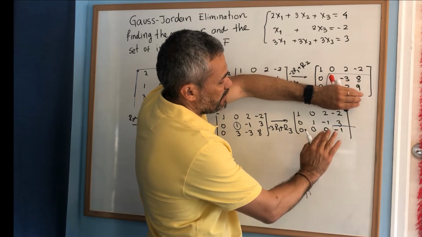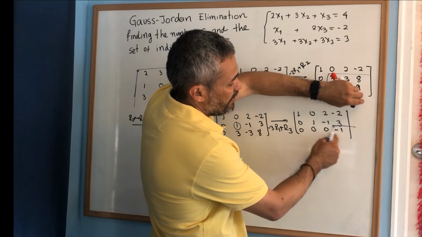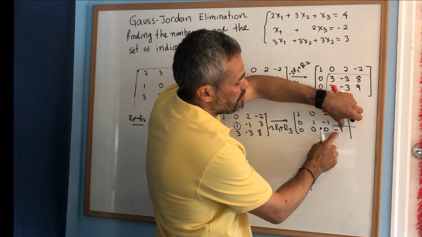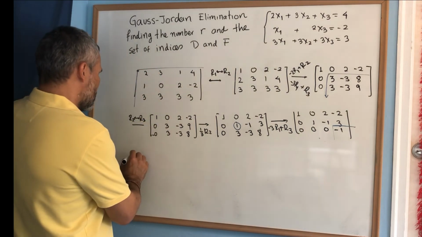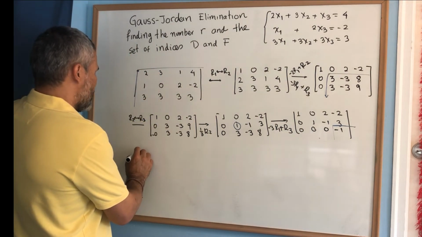vertical line and I try to search for a pivot here. Can I find a pivot here? Yes, this can be changed into the pivot. Then I have to make this entry a pivot, and I do that by multiplying by -1 row 3.